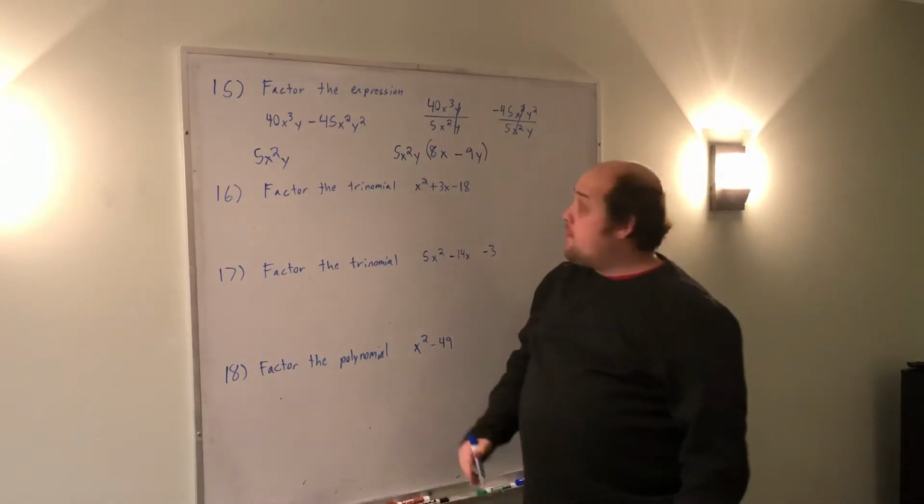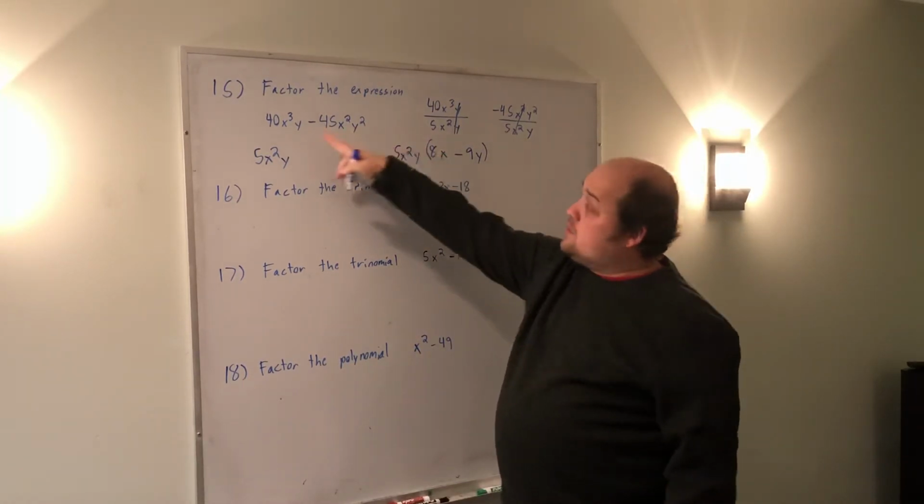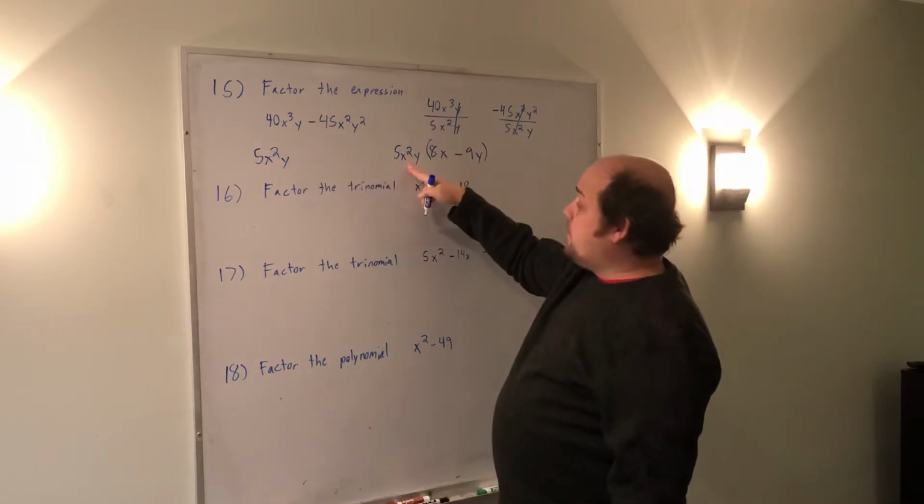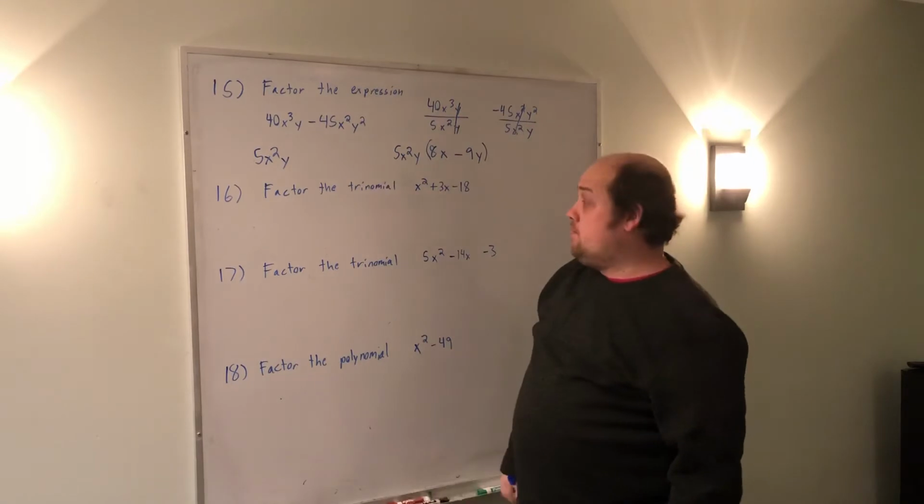If I wanted to check my work, I could check that multiplying 5x squared y by 8x would get me back to this term, and multiplying 5x squared y by negative 9y would get me back to this term.